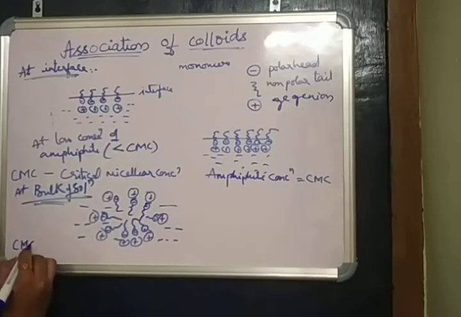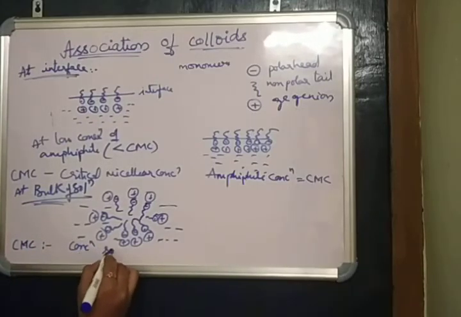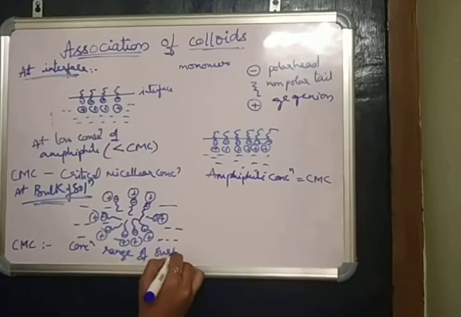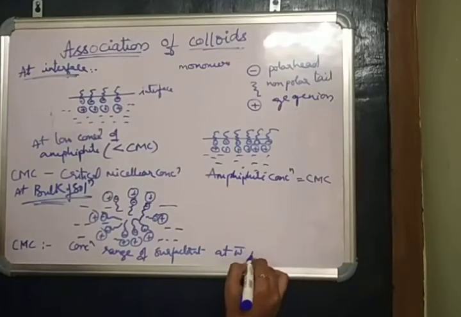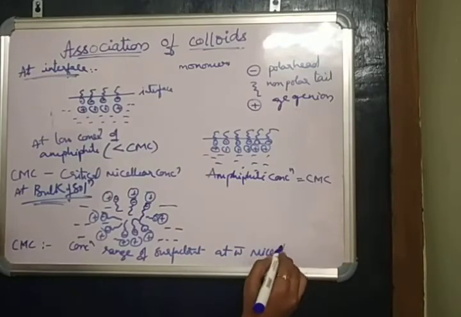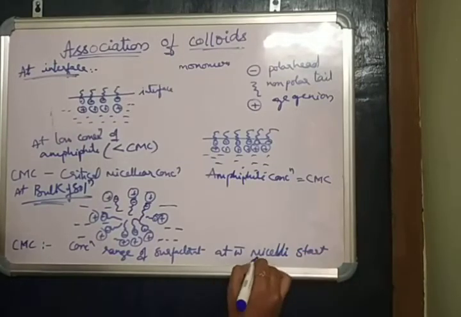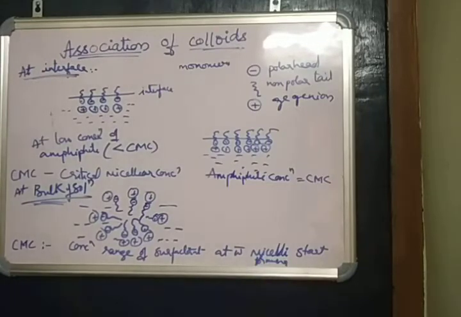CMC is defined as the concentration range of surfactant at which micelles start forming. The condition at which the micelles start forming is called the critical micellar concentration.